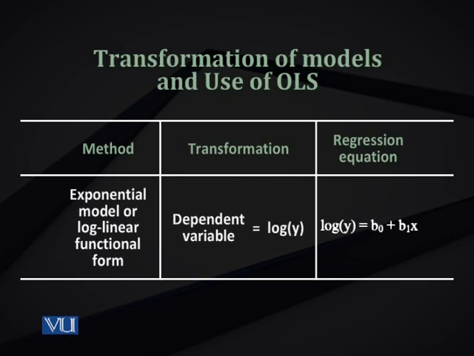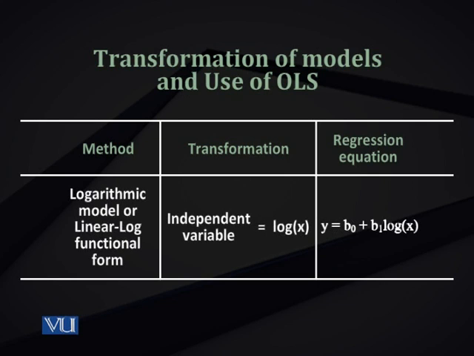The second model is called exponential or log linear functional form. Note that we have taken log of the variable y, the dependent variable. So the equation can be written as log of y is equal to b naught plus b1 into x. You can call this log of y, label it by some variable, maybe y star, and you will have an equation y star is equal to b naught plus b1 into x, which again is a simple linear equation and can be estimated by applying OLS.